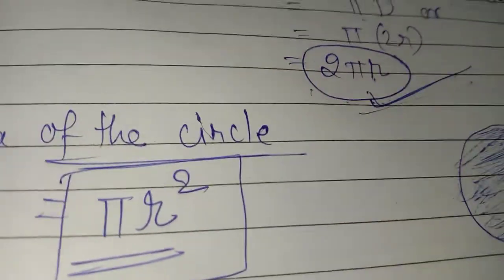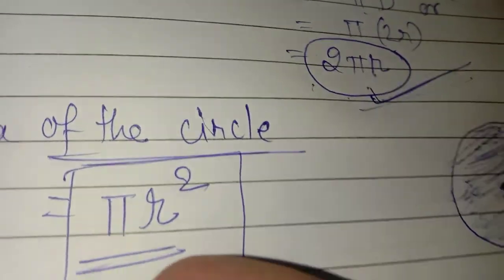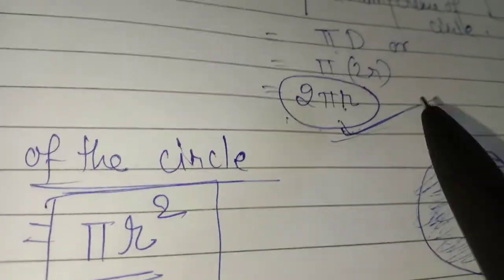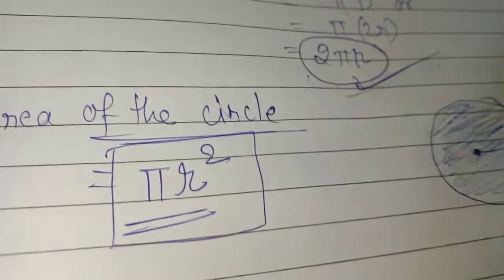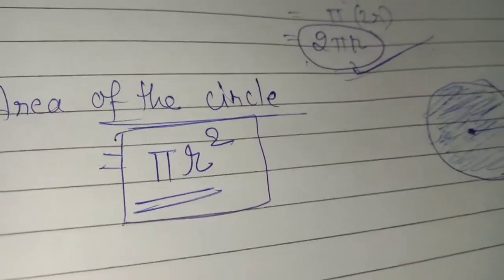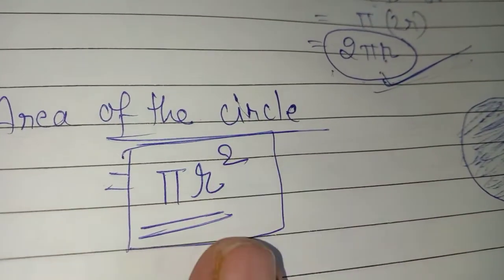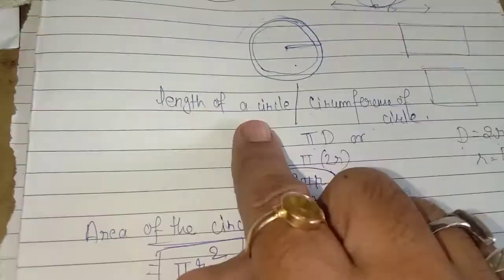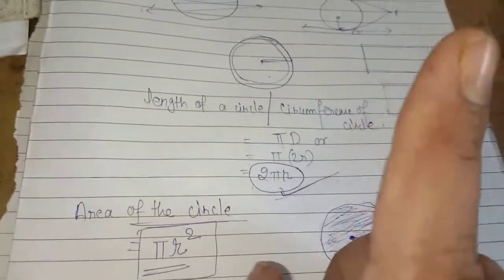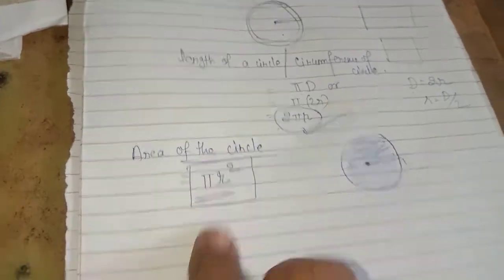For the first exercise, we have to use the same two formulas to solve the numericals. That is, the length or circumference of a circle, which is given as 2 pi r, and the second one, the area of the circle, which is given as pi r square. Clear? So you can see both formulas once again: circumference of a circle is 2 pi r, and area of the circle is pi r square.